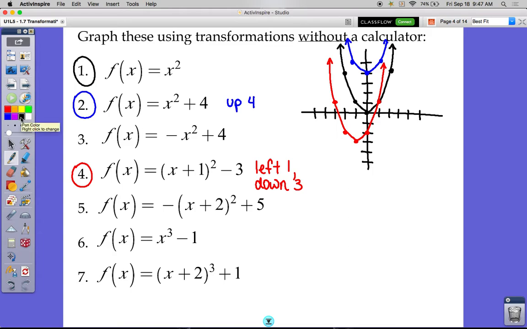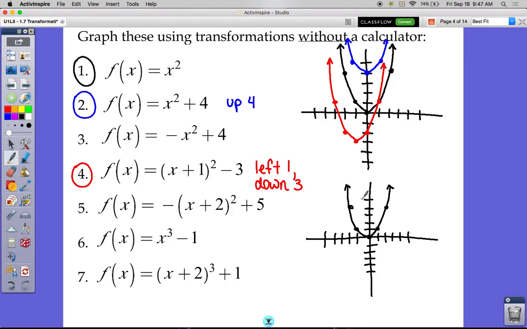Well, let's start off with the parent function so we have something to work off of. So 1, 2, 3, 4, 5. And 0, 0, 1, 1, 2, 4, negative 1, 1, negative 2, 4. And there's our parent function. There's our original parabola. Again, just a sketch. But this time, I want to see what happens when I have the negative in front of the x squared and the plus 4. We haven't mentioned that just yet, but we will.